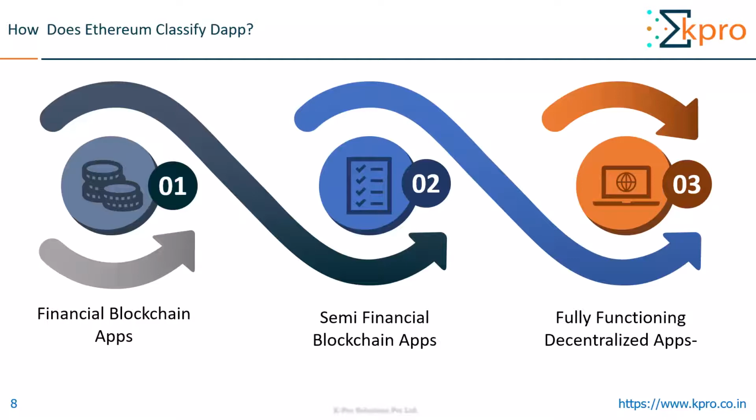And the third one is fully functioning decentralized applications. These decentralized applications do not deal with finance at any level. They make use of the features of decentralized and distributed systems. Examples of such applications are applications for online voting or decentralized governance. So this is basically how Ethereum classifies decentralized applications.